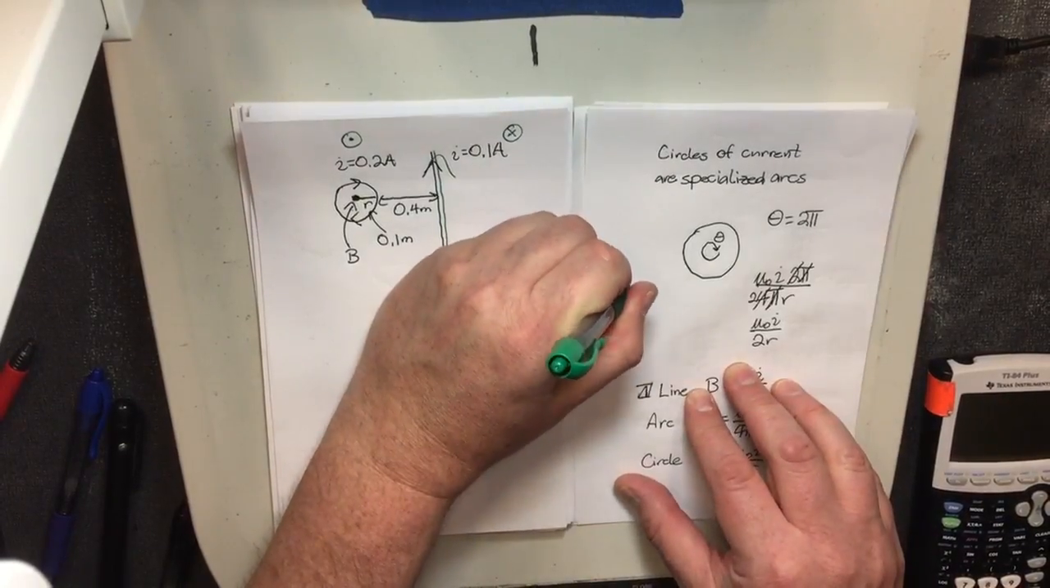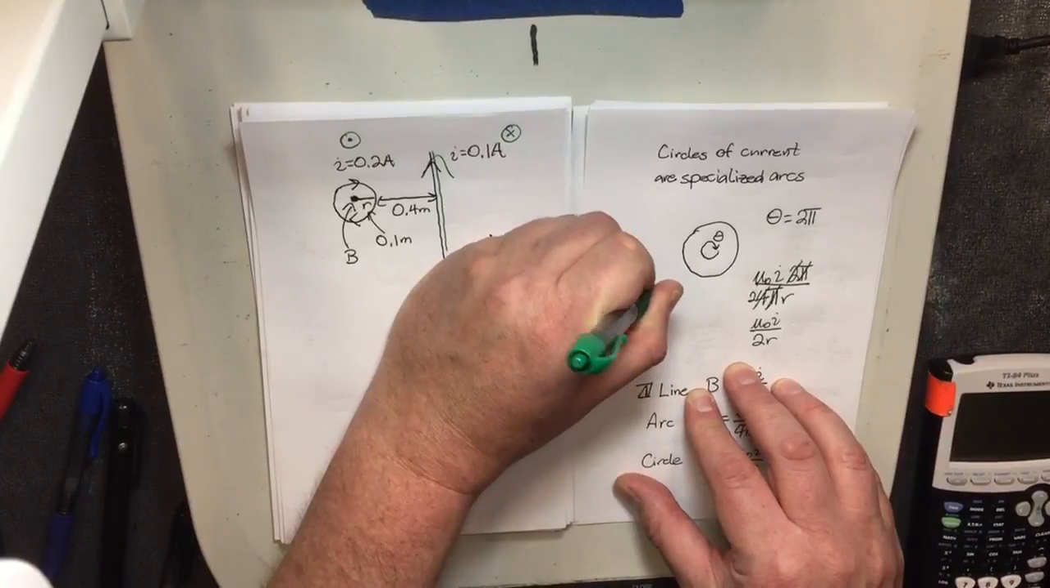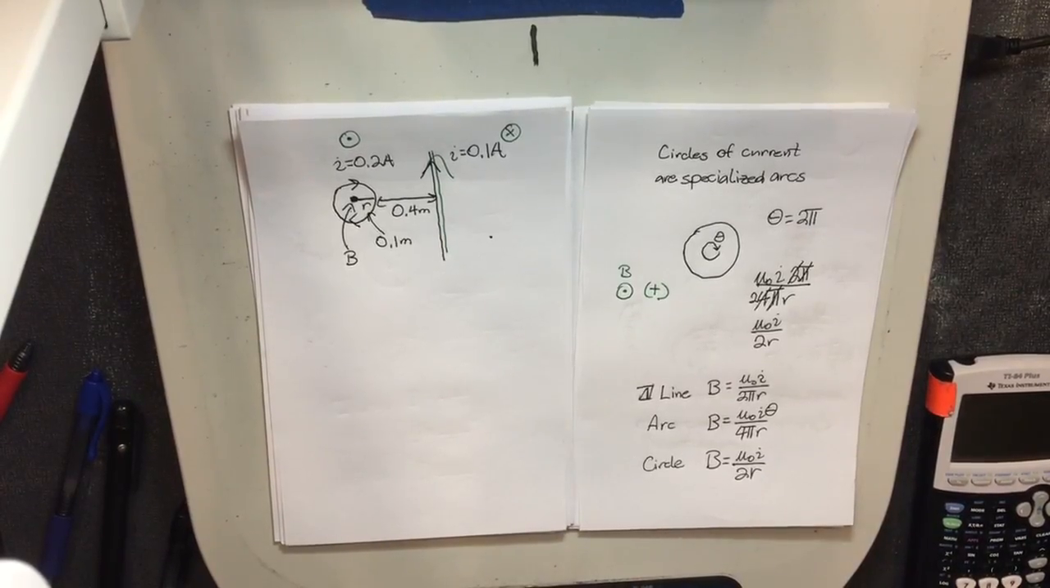If you have a B field that is out, that B field value is, hold on, this is annoying me. There we go.